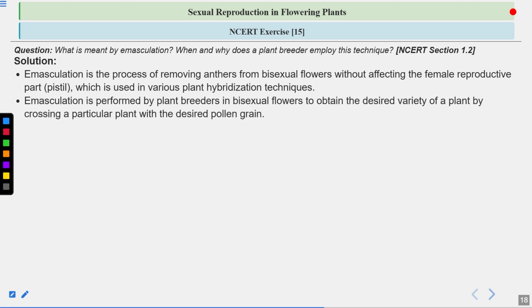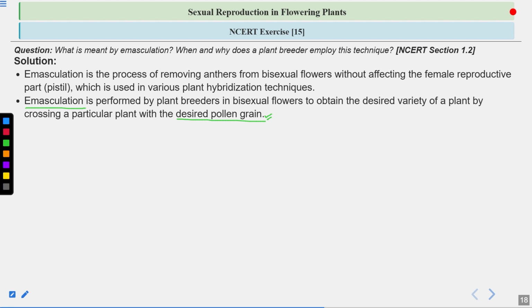So emasculation is performed by plant breeders in bisexual flowers. Remember, bisexual flowers, to obtain the desired variety of a plant by crossing a particular plant with the desired pollen grain. Now, this term is coming here, desired pollen grain. We will understand why this term is here. So, first of all, emasculation: the removal of the male reproductive organ from the bisexual flower with the help of forceps is called emasculation.